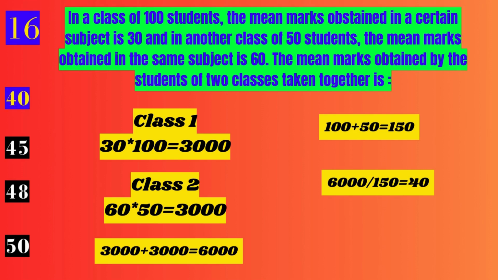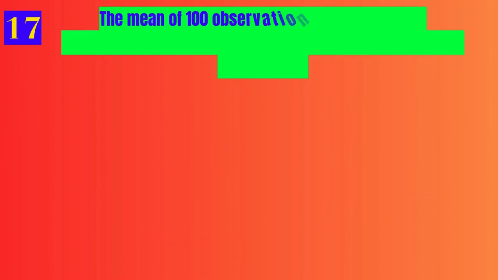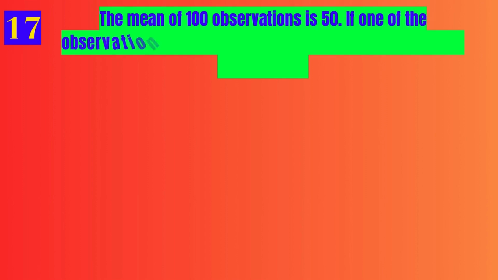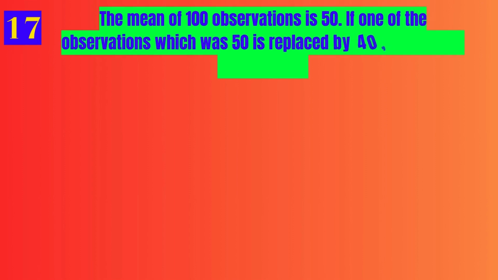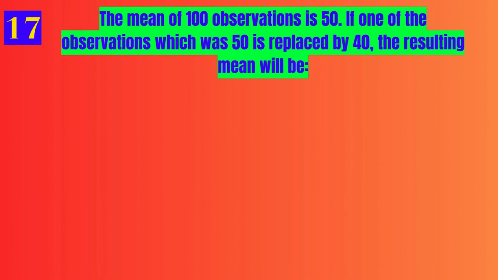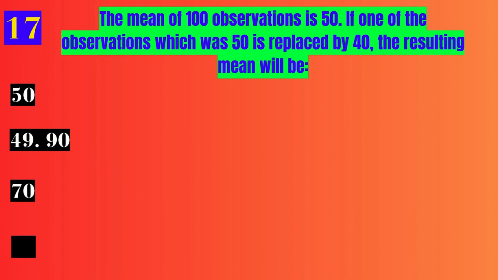The mean of 100 observations is 50. If one of the observations, which was 50, is replaced by 40, the resulting mean will be. The options are 50, 49.90, 70, 40. To find the resulting mean, we'll calculate the total sum of the original 100 observations and then adjust it for the replacement.